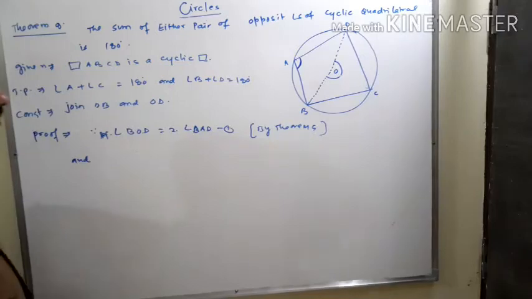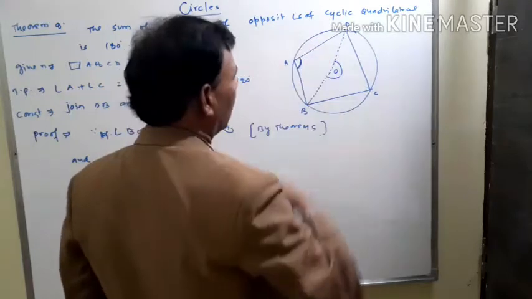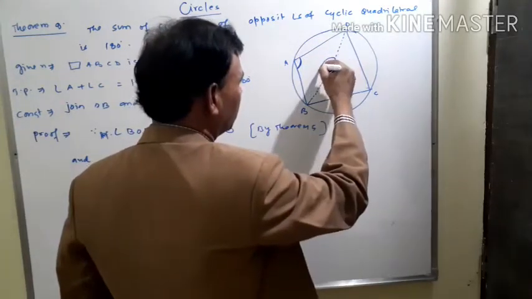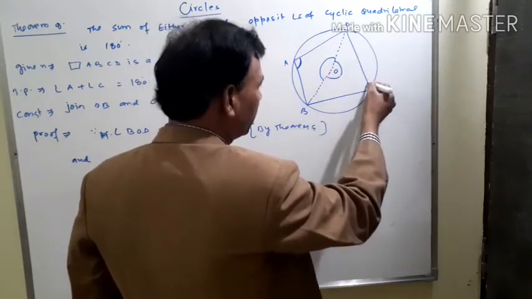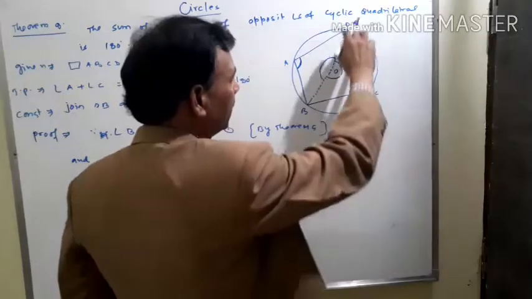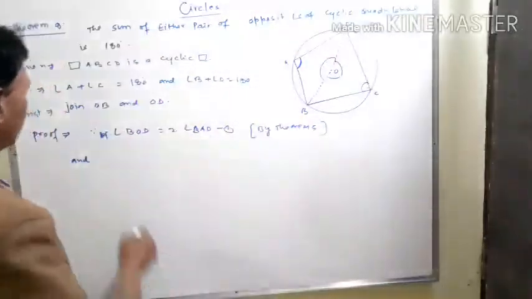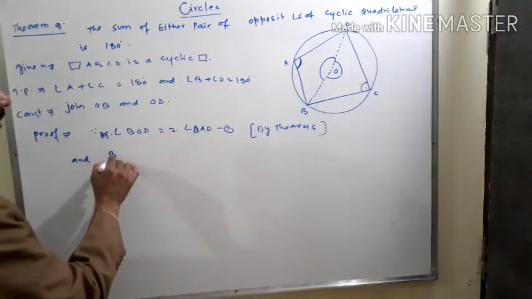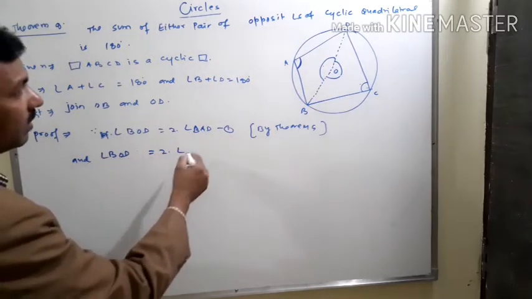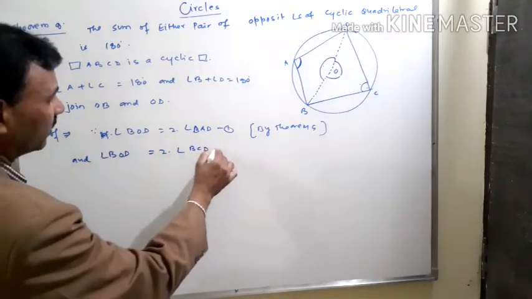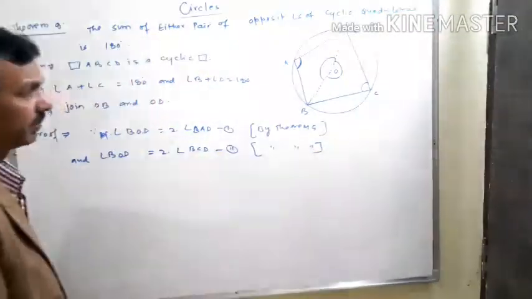And similarly, if we take arc BAD, the angle subtended at the center of the circle is this, and another angle subtended by this arc at the remaining part of the circle is C. So this angle will be twice this angle. That means angle BOD is equal to twice angle BCD. The reason is theorem 5, or the same concept.